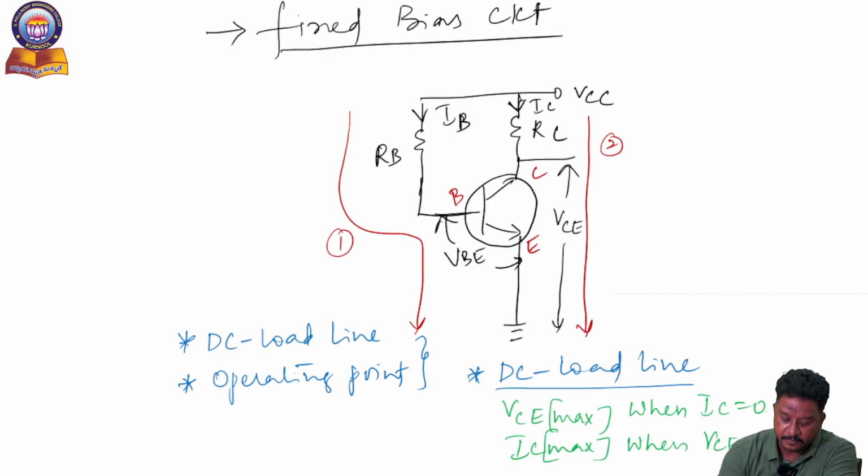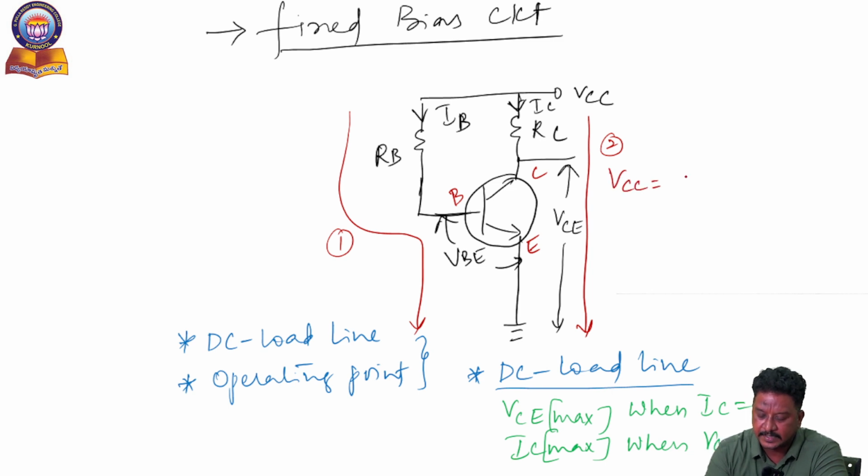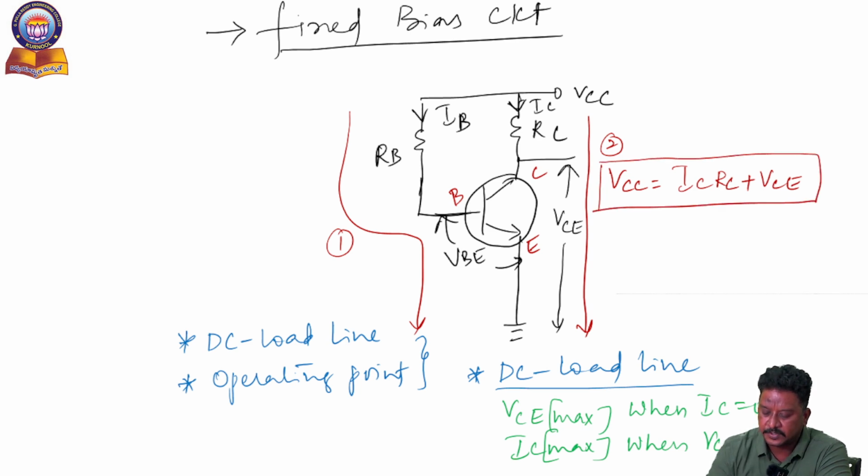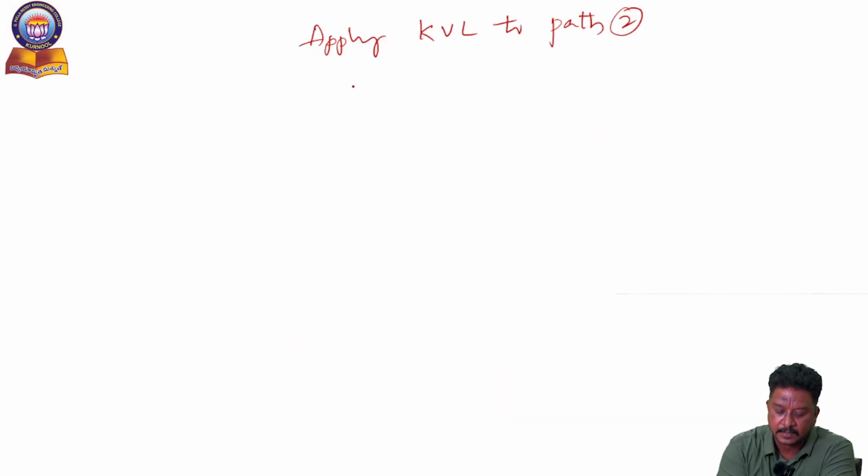So if you carefully observe the previous circuit, if you apply the KVL to path 2, the total voltage VCC is equal to ICRC plus VCE. This is the final equation of path 2 by applying the KVL. I am using the same equation. So VCC is equal to ICRC plus VCE.